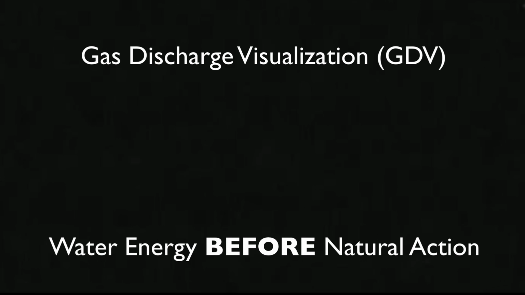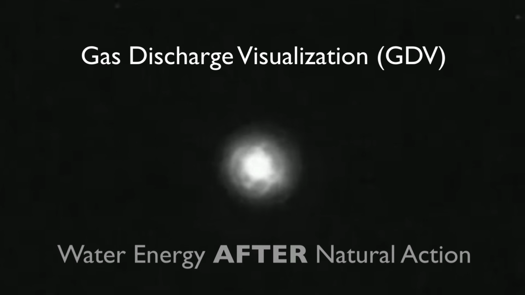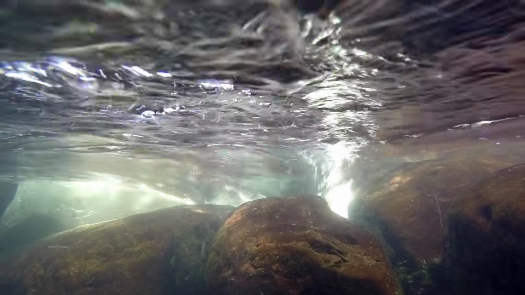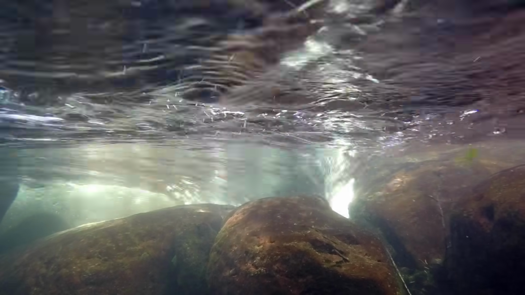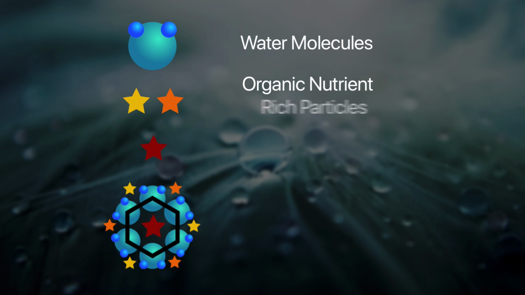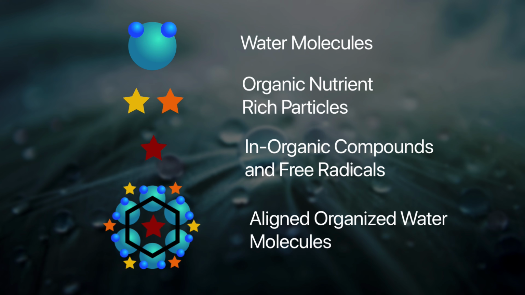The gas discharge visualization, GDV, is a device used to measure the biomagnetic field in a water droplet. After water passes through our device, a more energetic field can be seen around the water, enhancing its life-supporting properties. As water flows through any process, whether biological or mechanical, it can pick up free radicals, inorganic particles, and nutrients. Water molecules, organic, nutrient-rich particles, inorganic compounds and free radicals, aligned, organized water molecules.